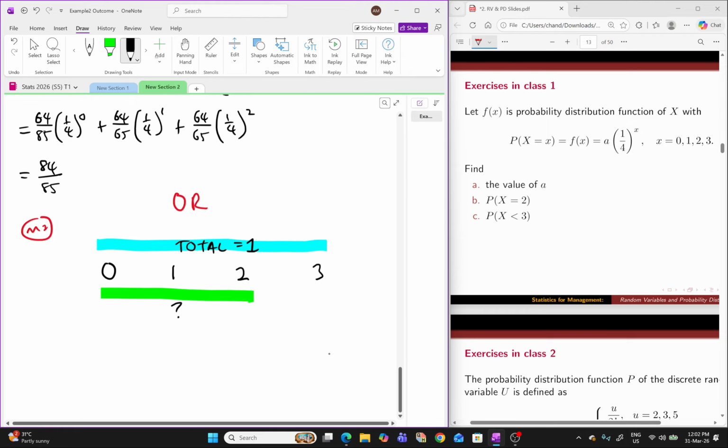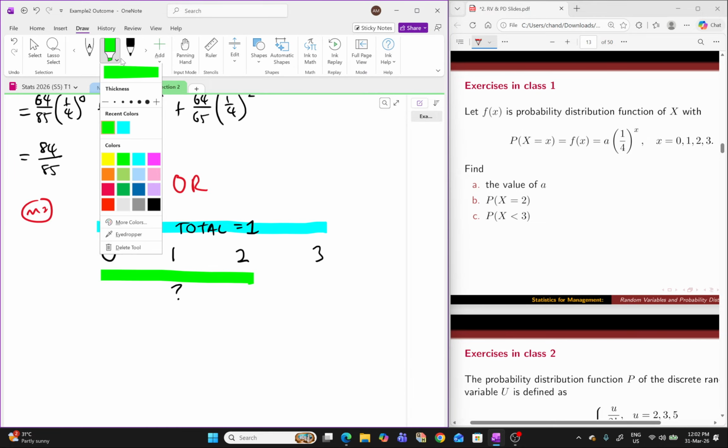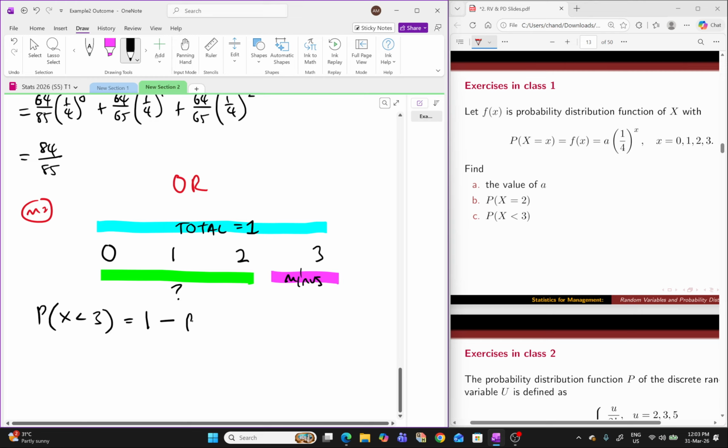So what you can do? Ambil 1, tolak dengan 3. Dan 3 ni minus. 1 minus, I just put minus here. Tolak. So if you want to find yang ini, sebenarnya yang ini 1 tolak 3.